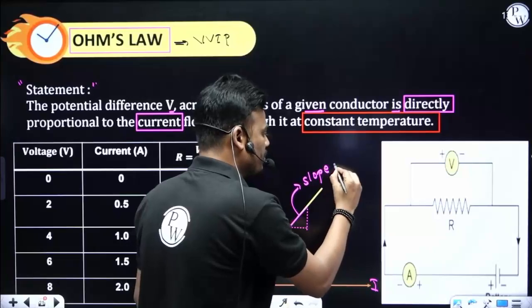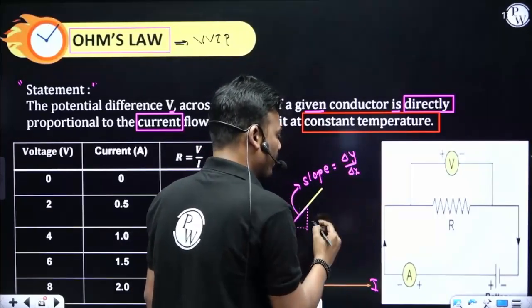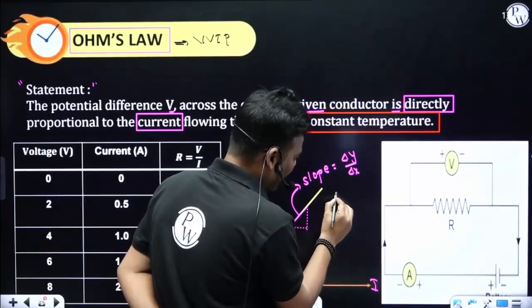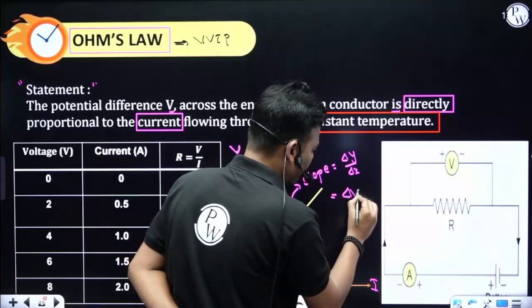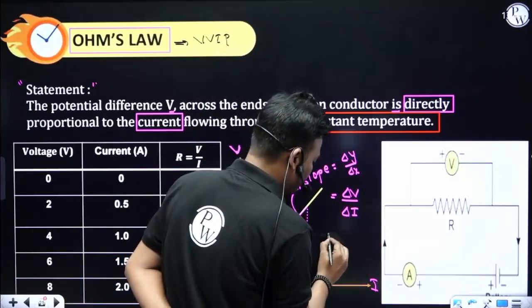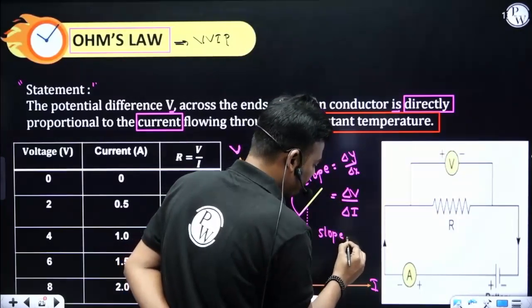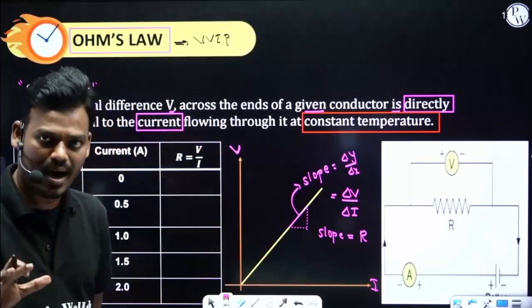Slope means change in y-axis divided by change in x-axis. According to that, change in y-axis means change in potential difference, that is delta V, divided by the change along the x-axis, which is delta I. So that means this slope is nothing but resistance, because the proportionality constant is R.